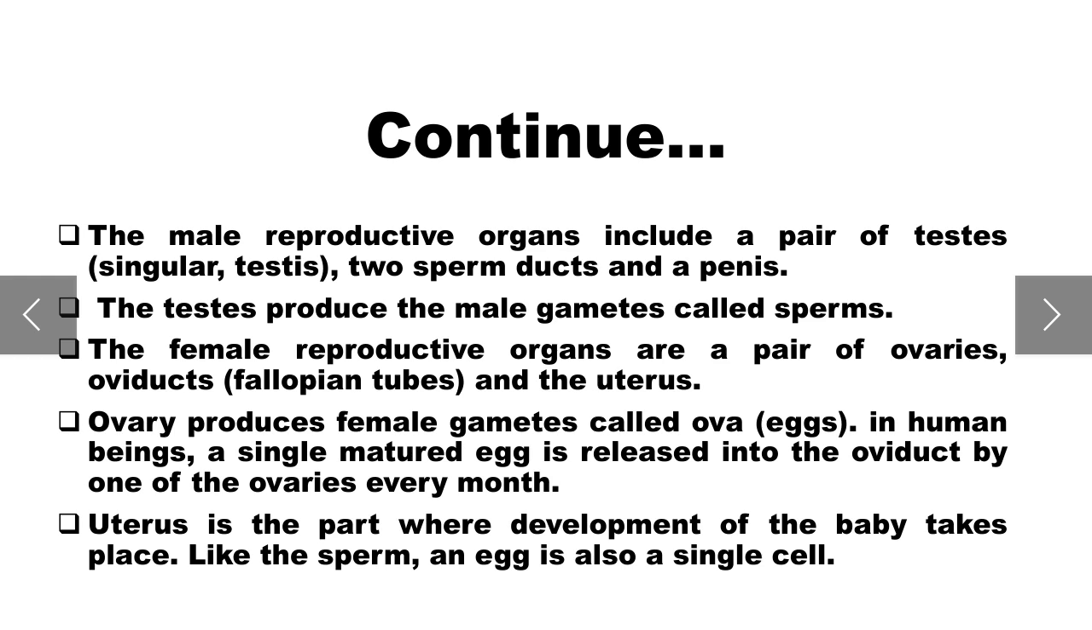The male reproductive organs include a pair of testes, two sperm ducts and a penis. Testes produce the male gametes called sperm, and the female reproductive organs are a pair of ovaries, oviduct and the uterus. Ovary produces female gametes called ova or eggs in human beings. A single mature egg is released into the oviduct by one of the ovaries every month. The uterus is the part where development of a baby takes place. Like the sperm, the egg is also a single cell.